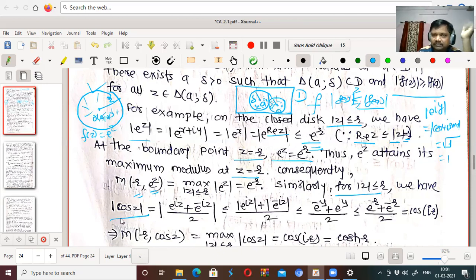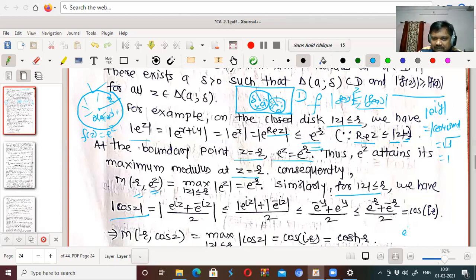Now we will find the maximum value of modulus of cos z on this disk, where mod z is less than or equal to r. We know that cos z is e to the power iz plus e to the power minus iz divided by 2, which is less than or equal to mod of e to the power iz plus mod of e to the power minus iz. Here we use the triangle inequality for complex numbers, mod z1 plus z2. Now, mod of e to the power iz means what?